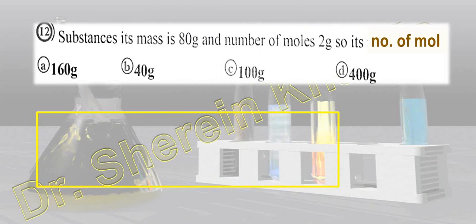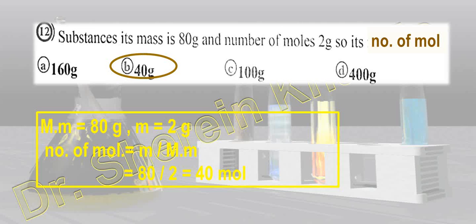Question number 12 says that a substance has a mass of 80 gram, and the number of moles of it is 2 gram. We want the number of moles. Starting with molar mass equal 80 gram and mass equal 2, number of moles equals mass over molar mass, so we take 80 divided by 2 and the right answer will be 40 moles. Please correct the unit here. The unit will be 40 moles.